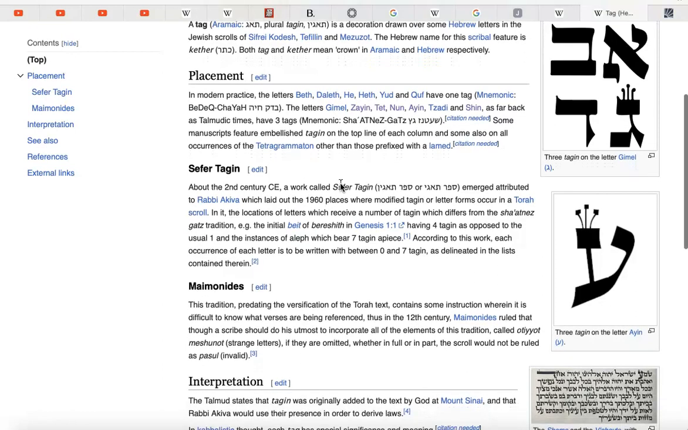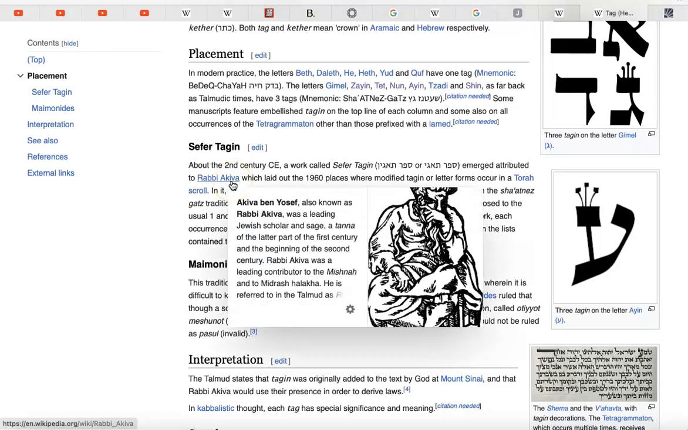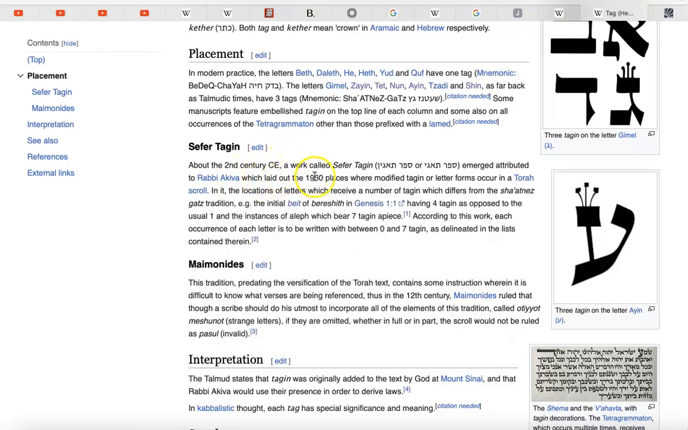So I'll go ahead and read this, Sefer Tagin. About the 2nd century CE, a work called Sefer Tagin emerged, attributed to Rabbi Akiva, and I don't know who this is, but I'm willing to look it up at some other time, which laid out the 1,960 places where modified tagging or letter forms occur in a Torah scroll.